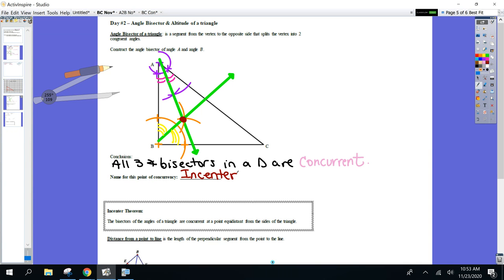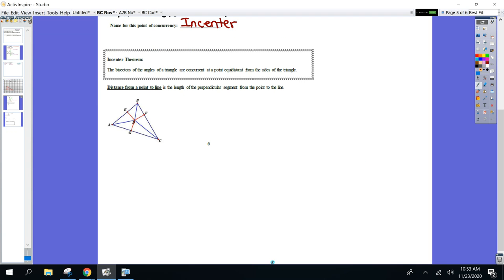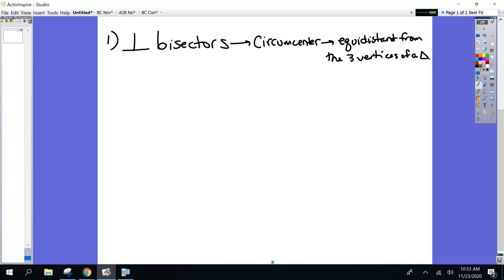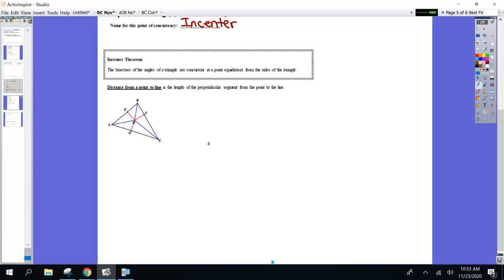What's so special about it? Here's what's special about it. What was special about my circumcenter? Equidistant from the vertices, right? Incenter, equidistant from the sides. Not the vertices, from the sides of the triangle.